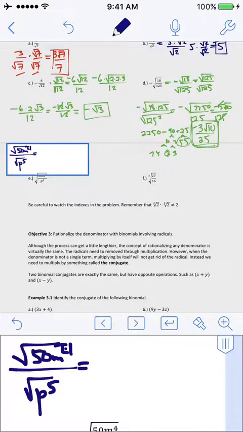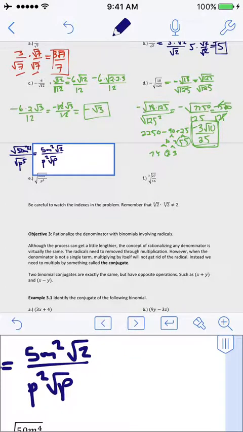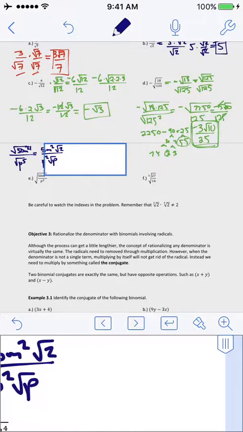That's going to equal, let's see, 50 breaks into 10 and 5. 10 is 2 and 5, so 5 root 2. So 5, and then I've got m squared root 2 over p squared root p. So I started with that. Now remember, when I rationalize, the point is to get rid of the radical, not to get rid of the whole denominator. So by simplifying first, what I've done is made my rationalizing a little bit easier.